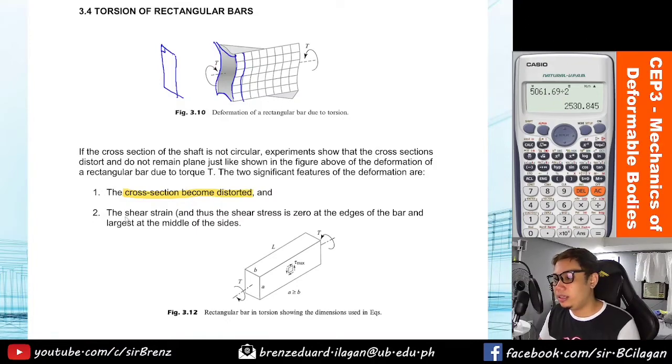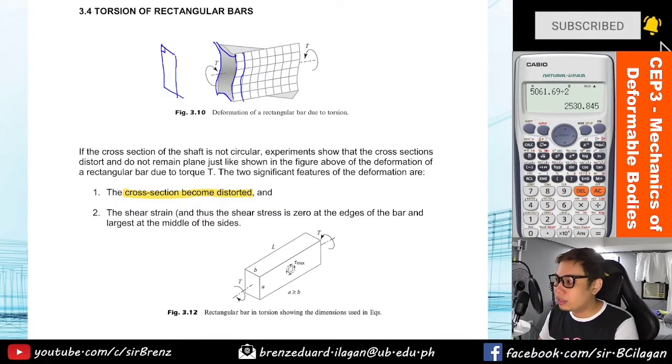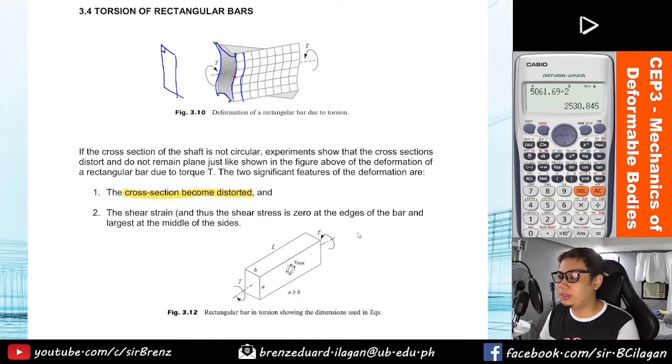And then the shear strain and thus the shear stress is 0 at the edges of the bar and largest at the middle of the sides. So, when it comes to shear strain, sinasabi na at this point, ito sa gitna ng bar, nandyan yung maximum. And dun sa mga corners niya, at every corner of each side, the shear stress is 0. Okay?